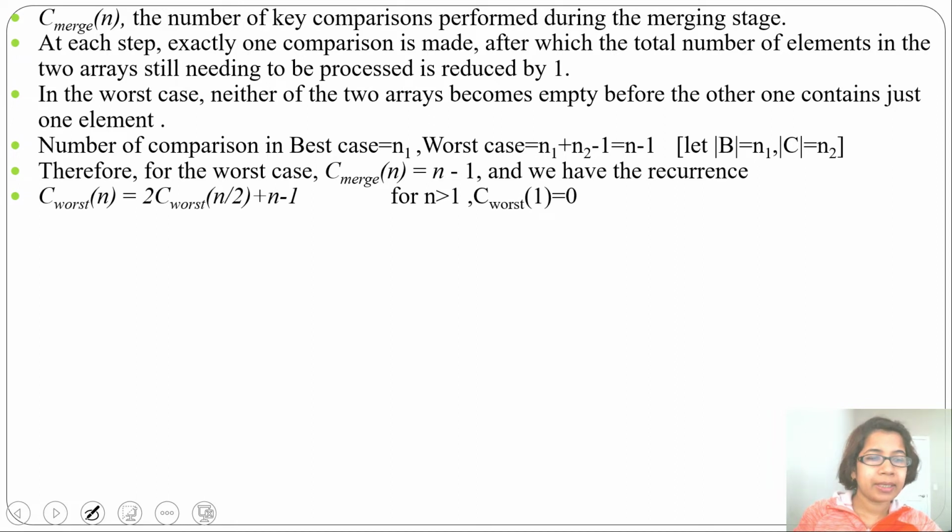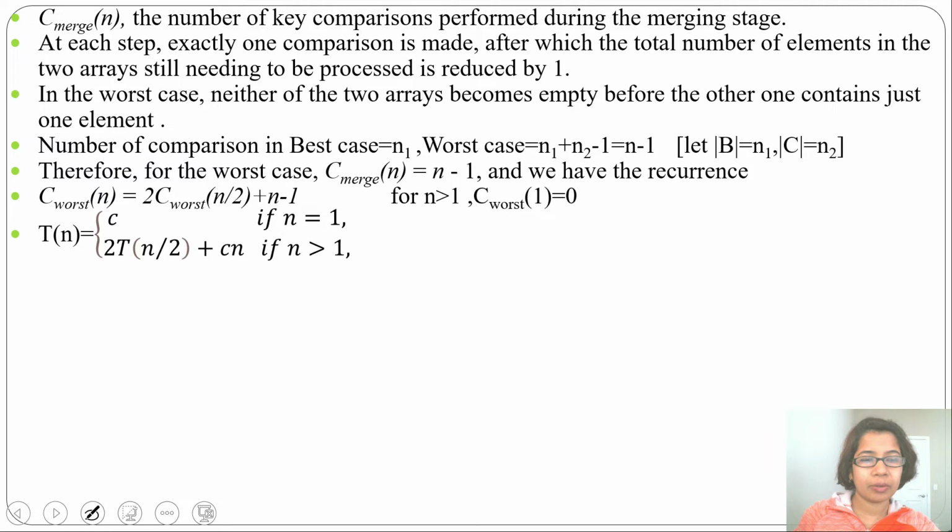We can write C of n equals 2C of n divided by 2 plus n minus 1 for n greater than 1, and C of 1 equals 0. Let's write it in T format. T of n equals C if n equals 1, and T of n equals 2T of n divided by 2 plus Cn if n greater than 1. So you can solve this by master theorem.